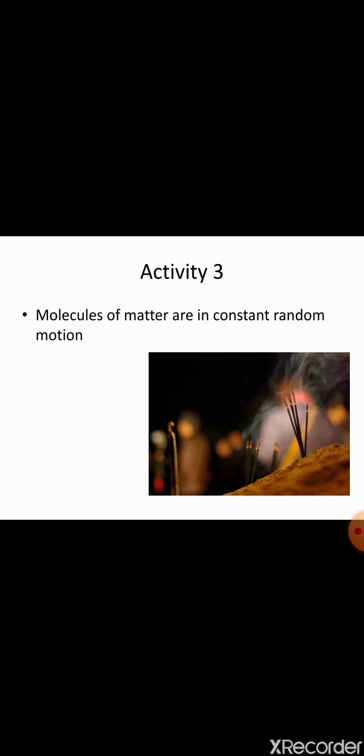We can take the example of perfume also. Spray a perfume in a corner of a room, and you will find that the smell of perfume spreads everywhere because particles of matter are in motion, and due to their motion they spread everywhere. Now this process is also called diffusion, right?